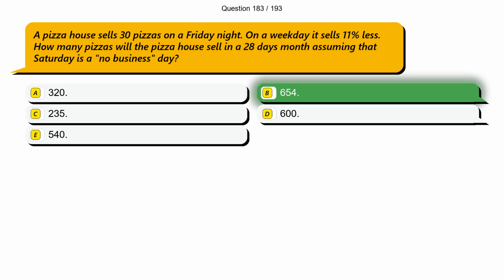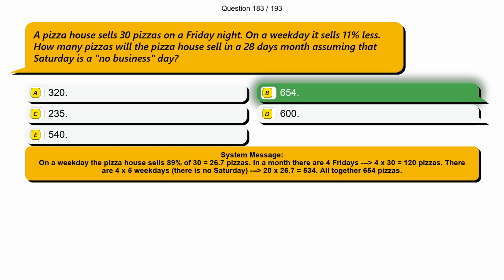The correct answer is option B, 654. On a weekday the pizza house sells 89% of 30 = 26.7 pizzas. In a month there are 4 Fridays, 4 times 30 = 120 pizzas. There are 4 times 5 weekdays, there is no Saturday. 20 times 26.7 = 534. Altogether 654 pizzas.